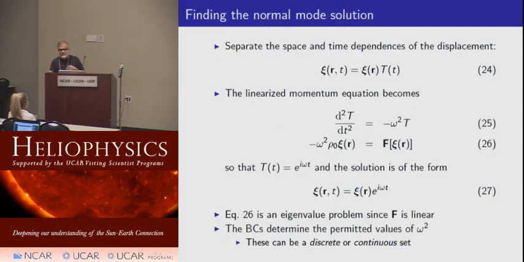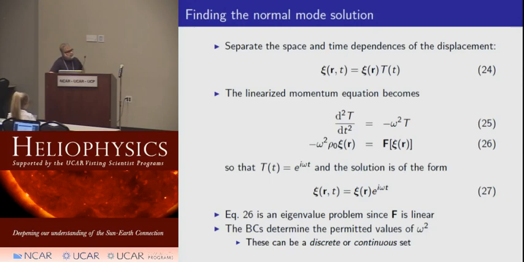Let's try our old methods of solving these equations. Zeta depends on R and T. What do we do? Variables separable. Imagine that zeta can be written as a function of displacement and time, a product of the two. You plug it into those equations, and you get two ordinary differential equations, one for T and one for zeta. So this T is really written as e to the power i omega t, and the solution is of this form. Very much like a harmonic oscillator problem, just more complicated because you're dealing with a plasma system where things depend on R and T. This is an eigenvalue problem.